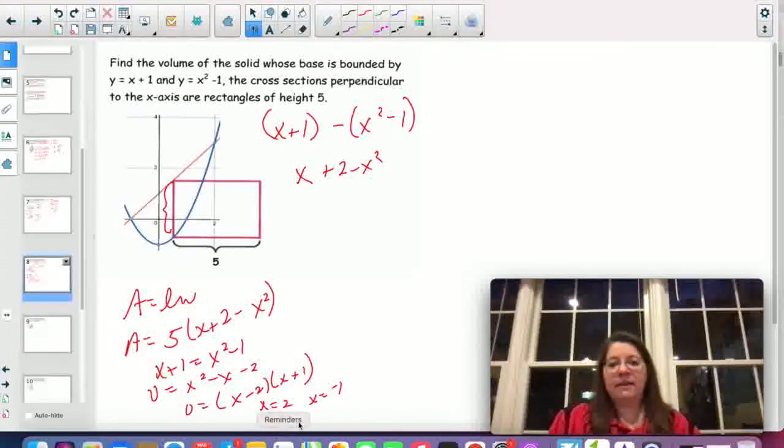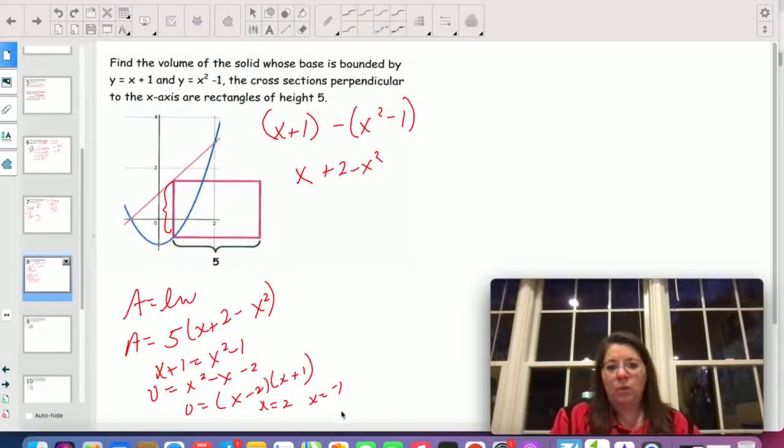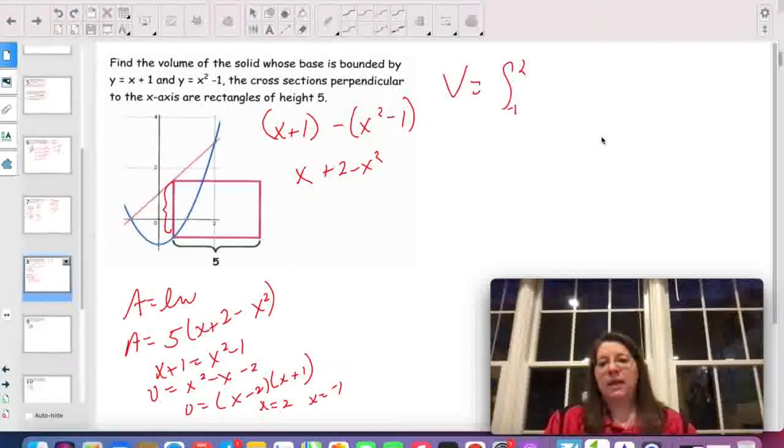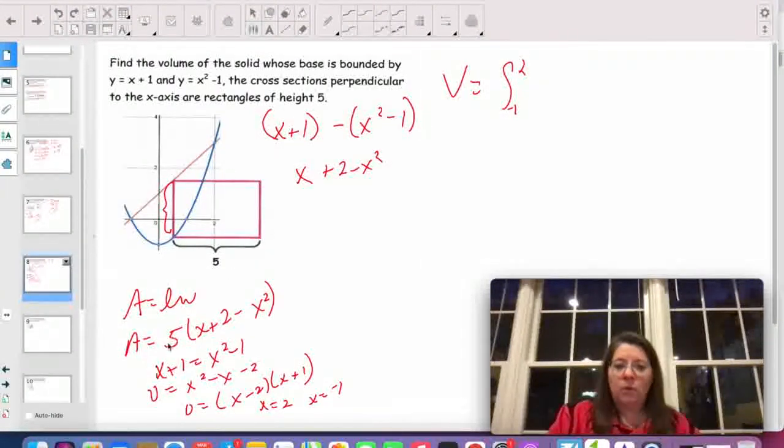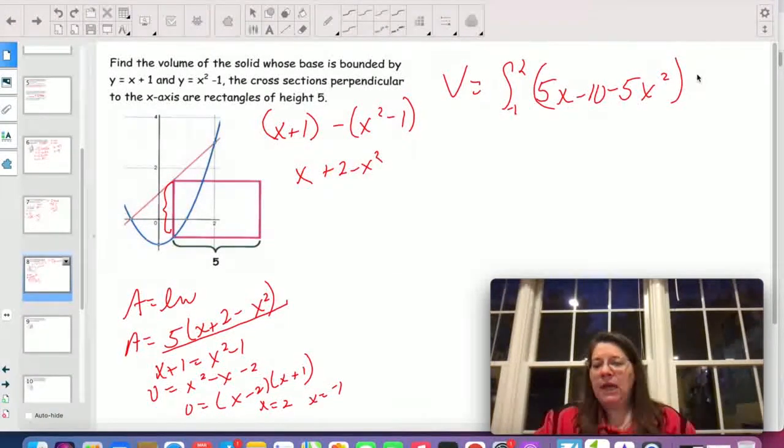So I'm getting x equals 2 and x equals negative 1. We knew this was going to be 2, but we didn't know that was going to be negative 1. So those are our boundaries. Our volume is going to be equal to the integral from negative 1 to 2 of the area formula, which is this right here, and I went ahead and distributed the 5. Our variable of integration is dx, so we need the dx to represent the thickness.